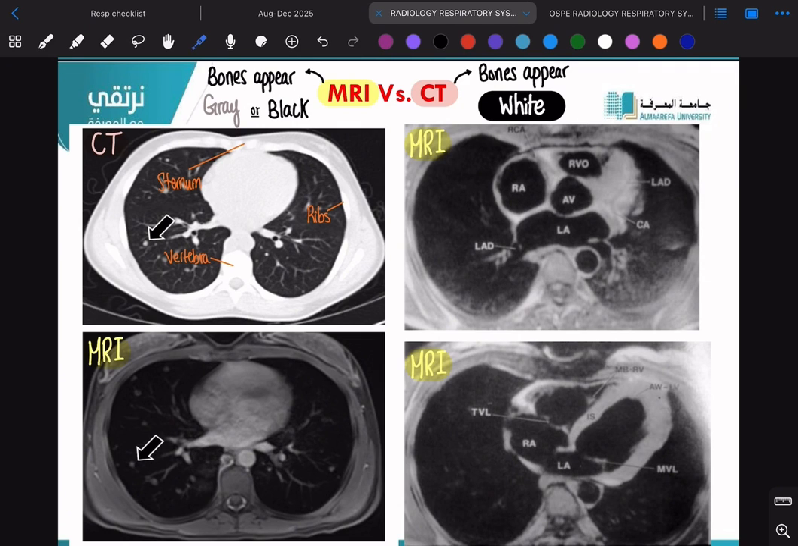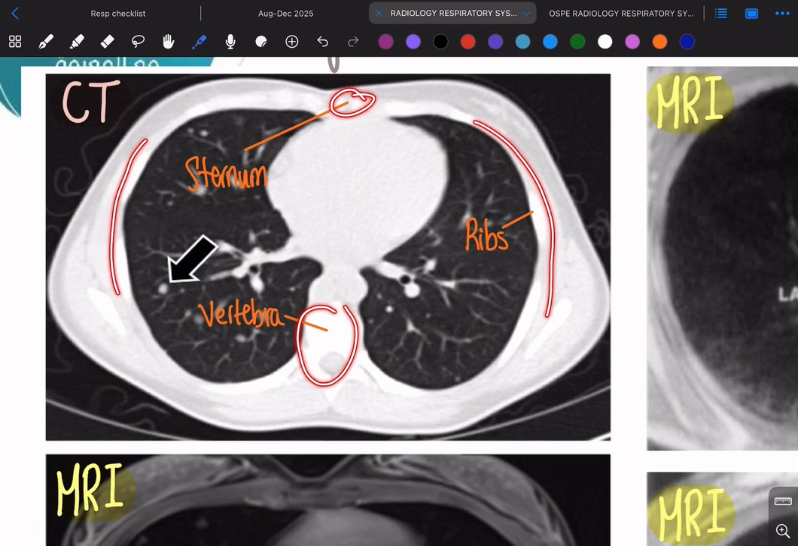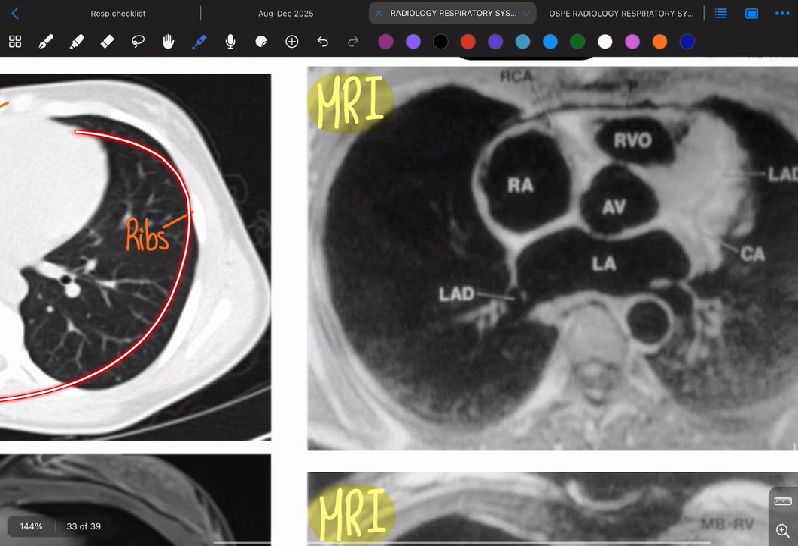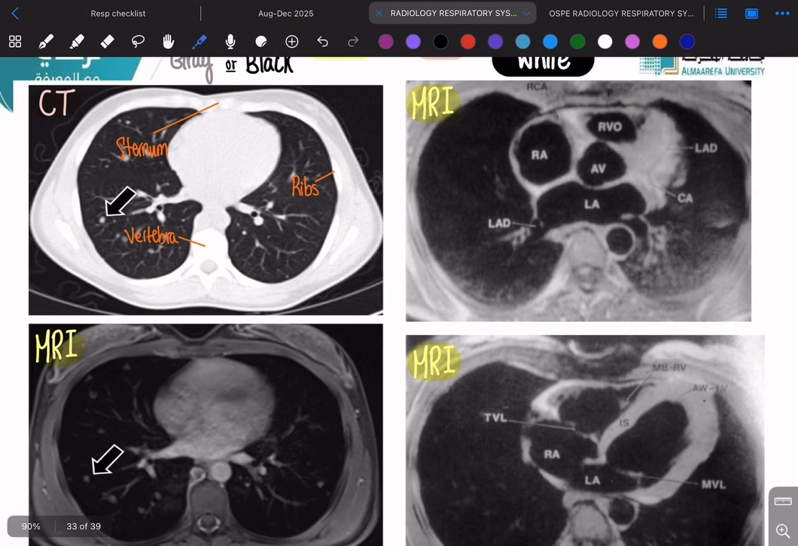If you see the bones as white, I mean white, not gray, no, white very clearly, that means this is a CT. Once we see the bones gray or black or a bit darker, that means they're MRI. So here we can see this is the sternum, this is the vertebra, these are the ribs, okay? All the bones appear very white. That means this is a CT. Once we see here the bones are like gray, they're a bit darker, okay? These are all MRIs, okay?